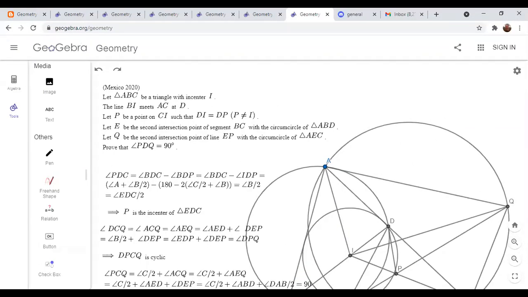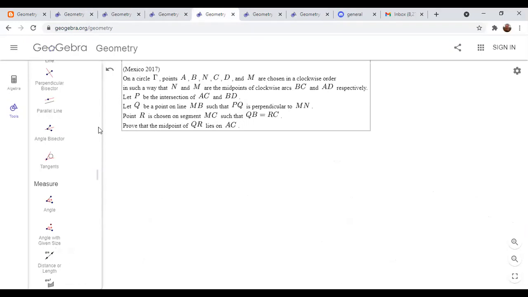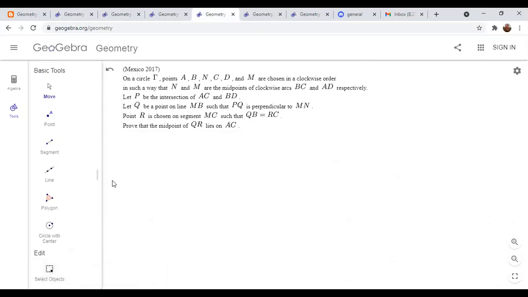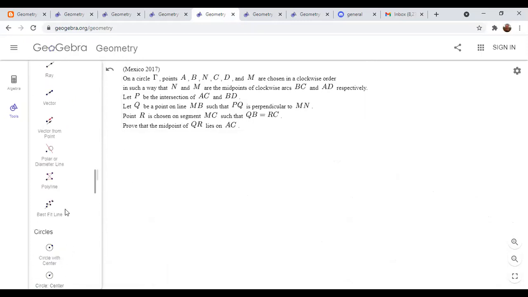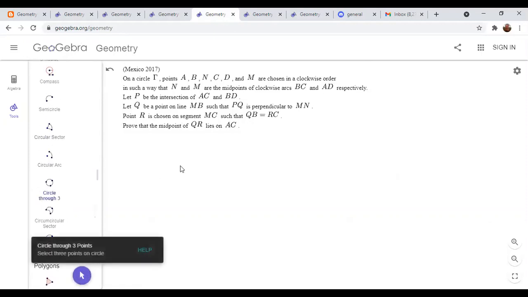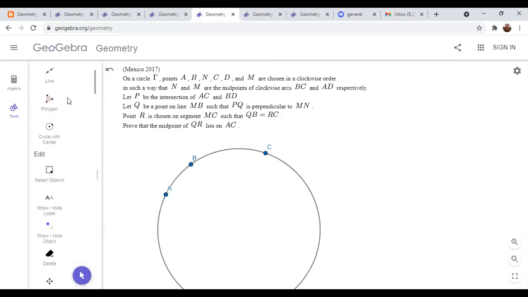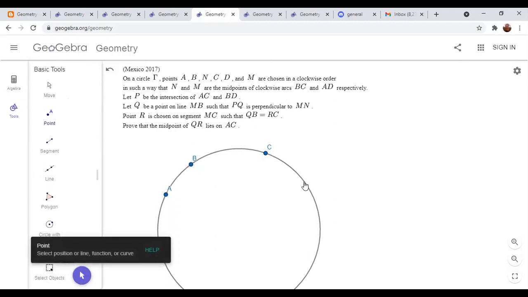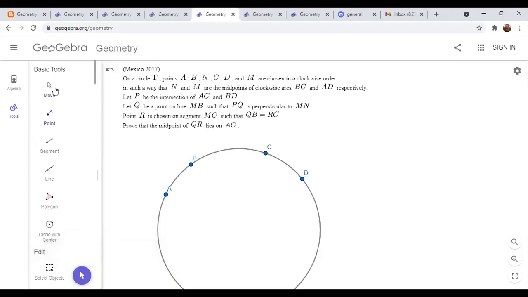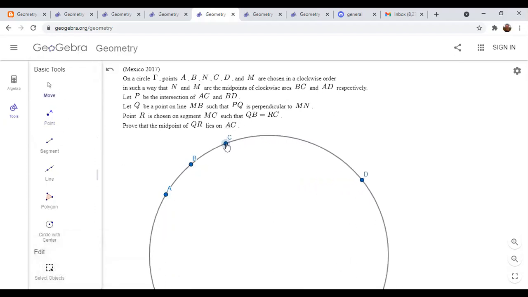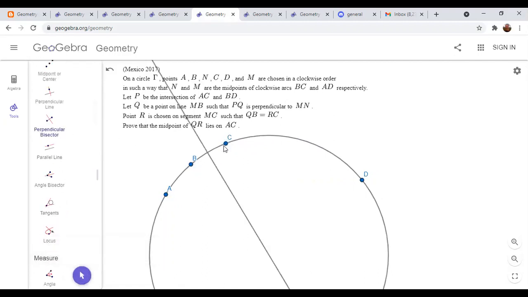So we got through those really fast. So I think we've done, wow, we've done all of them except this one. And this one actually, I don't even know if it's that hard. But just based on a quick feeling. Let's see. So we have A, B, N, C, D, M. So N and M are the midpoints of arcs. That's weird. So let me use my perpendicular bisector tool. N is the midpoint of BC.